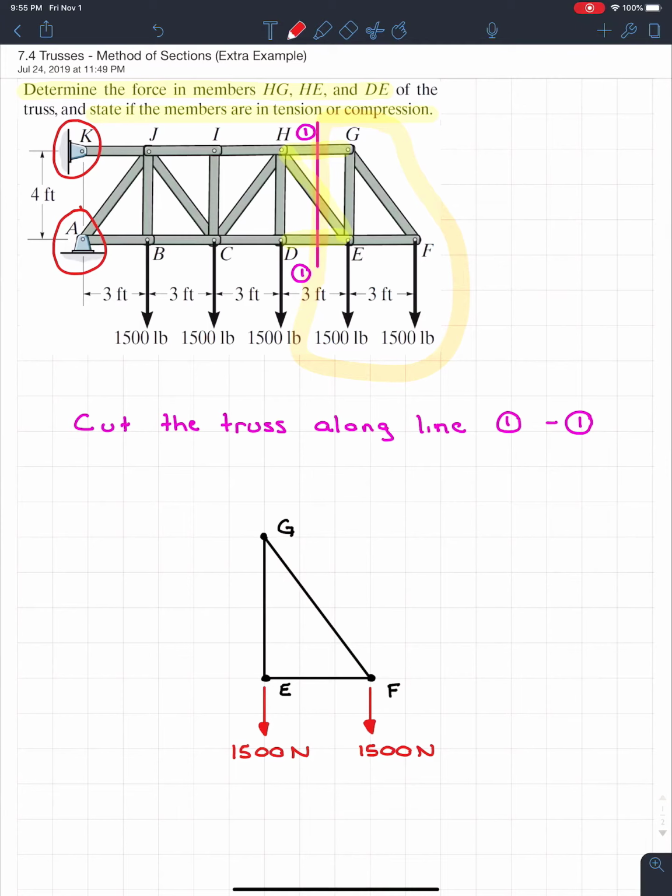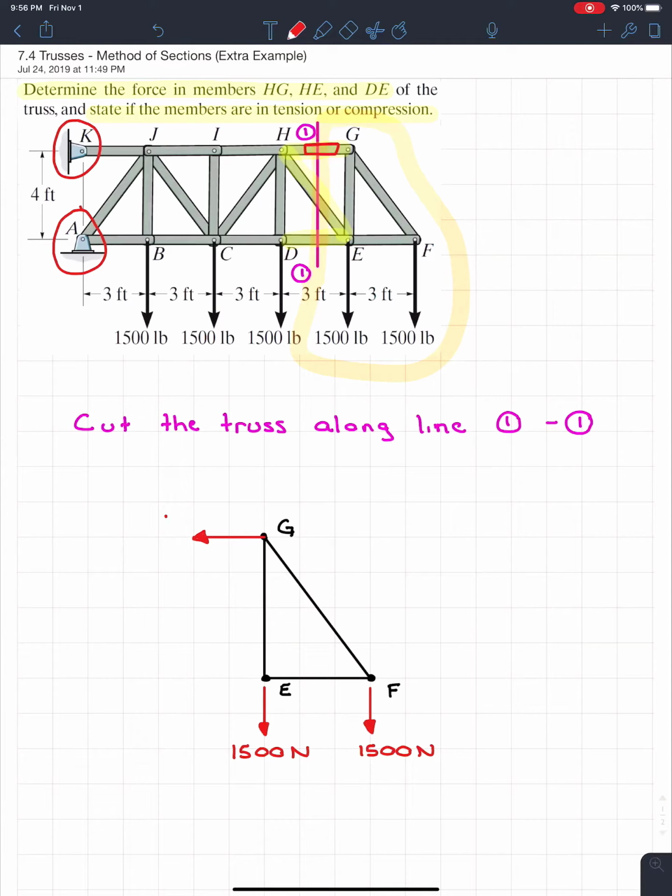The next thing I'm going to have to include, of course, is the members that I cut. So if I look at joint G, I cut through member HG. So if I look up at the diagram, I cut through this member right here. So I'm going to have to replace it with a force. So remember, I always want my force to be in tension. That's how I kind of help make sure that my sign convention is always going to be correct.